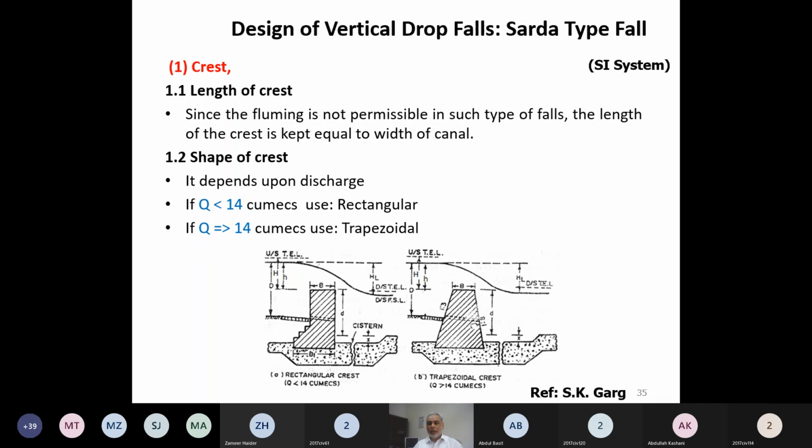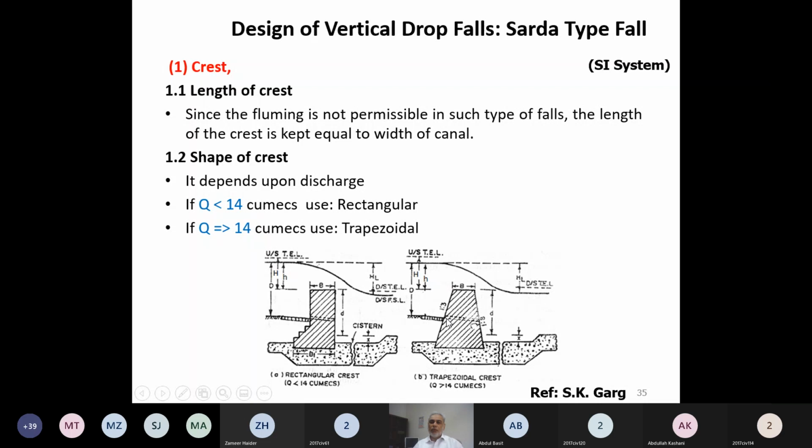One variant is that it has a rectangular wall which is obstructing the flow. We are showing you the cross section of the crest. So we call this part the crest wall. It can be a rectangular crest wall, it can be a trapezoidal crest wall.